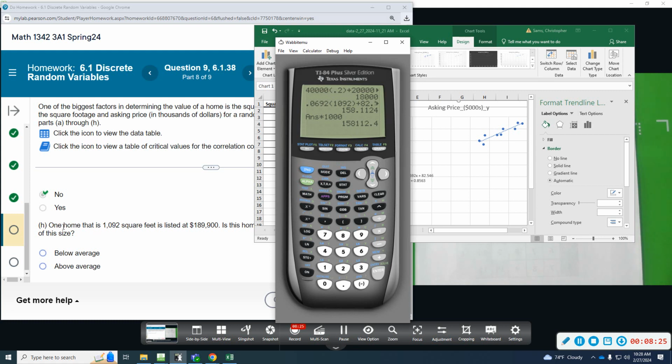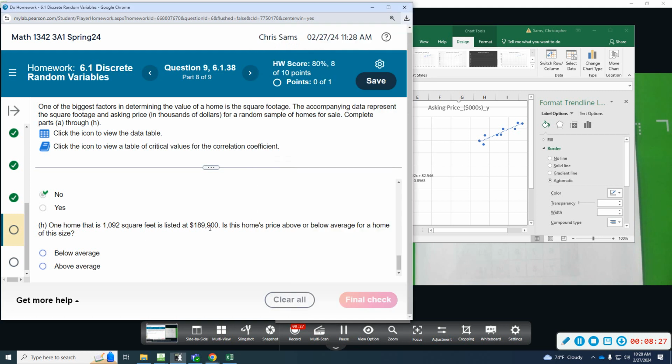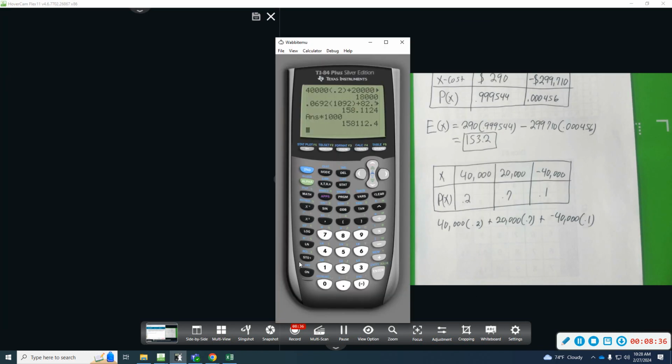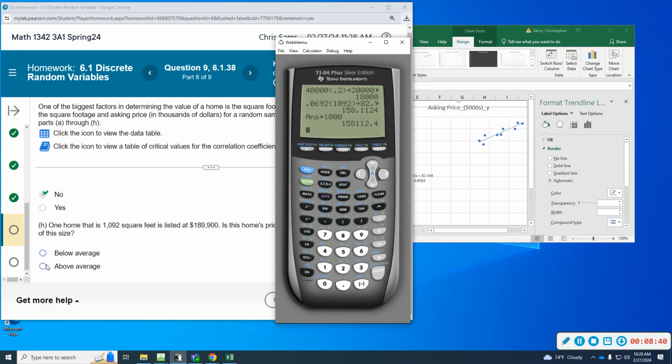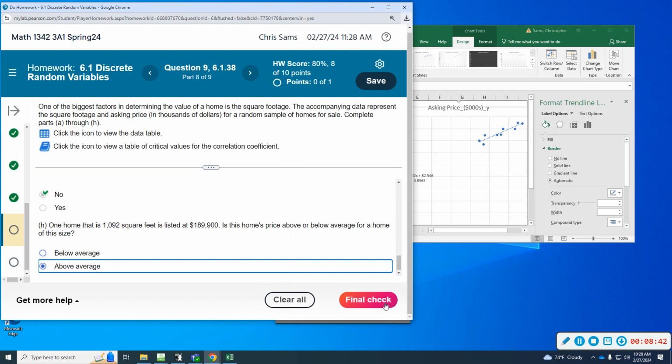So one home that's listed at this square footage and this price, is this home above or below average for a home? So this will be above average because what we're getting for the average is about 158, and they have it at 189. So this price is above average.